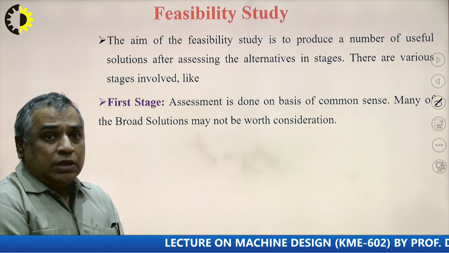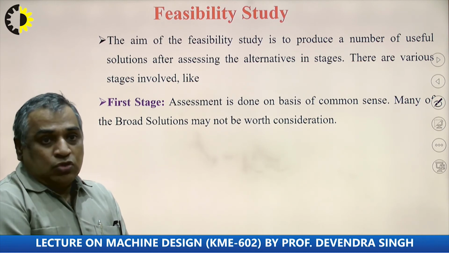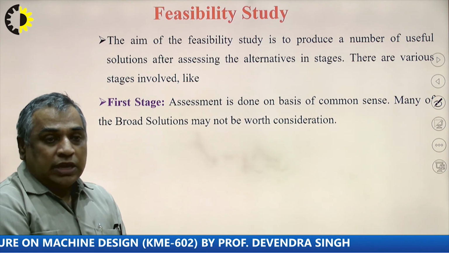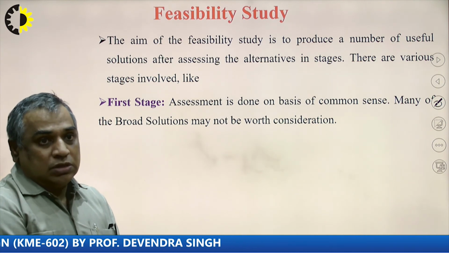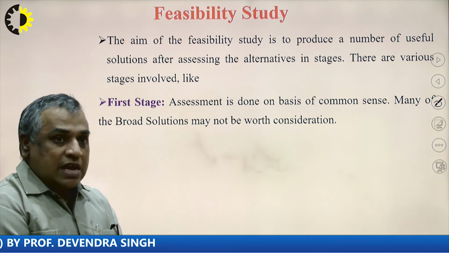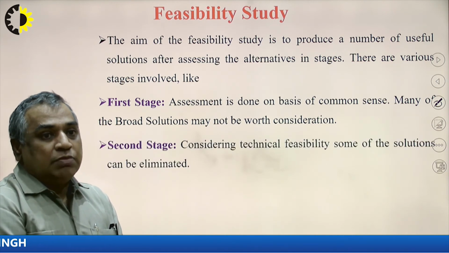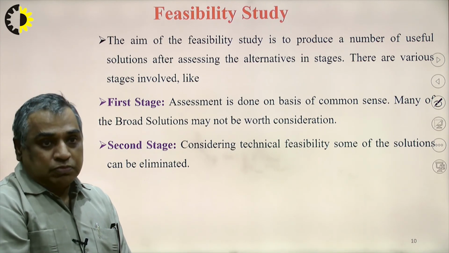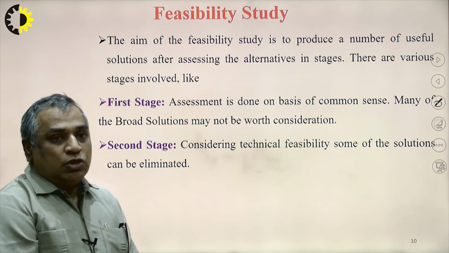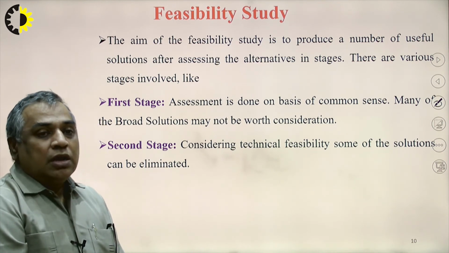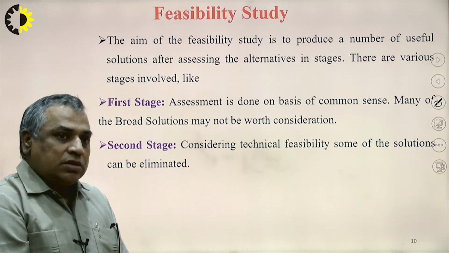You may think what type of fuel you can use for any engine. If you are thinking about some alternative fuels, every fuel cannot be used in every engine. So you can discard the fuel. The second is considering technical feasibility, where some solutions can be eliminated. Maybe some rules you will apply, like Grashof's law. If you are trying to make the links not satisfy Grashof's law, then this is the second stage.